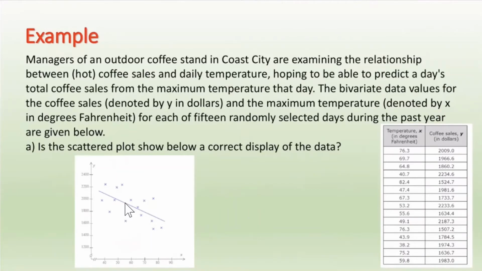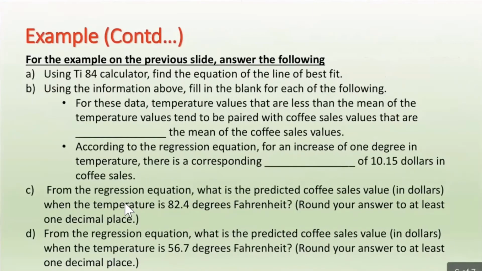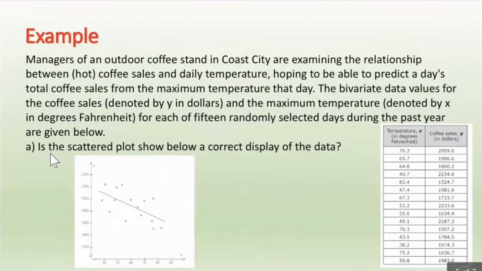And then there are several parts on this one. First, the question is: does the scatterplot shown display the data correctly? Here is the scatterplot. You are not asked to draw the scatterplot. Instead, you have to examine this scatterplot. Is this a correct scatterplot? What I'm going to do is show you how we can create this scatterplot along with that line of best fit using the calculator. And then we are going to compare those two to see whether this is correct or not.